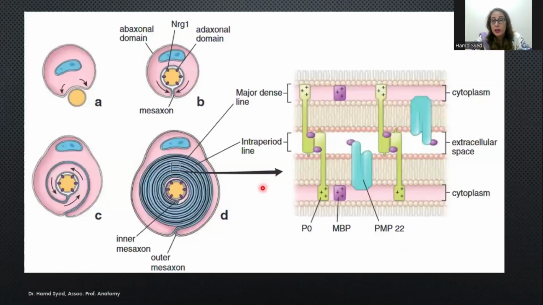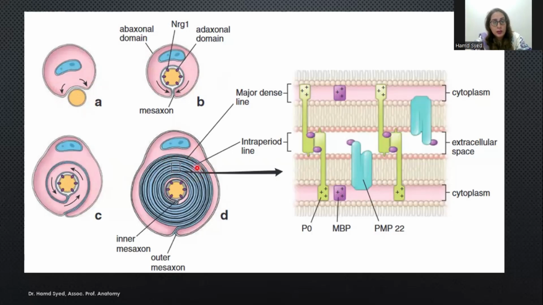So first, we're going to look at the major dense line and the intraperiod line. Like I told you, this here is showing you in these diagrams the process of myelination. This is a single axon, and the Schwann cell is wrapping its membrane around this axon, and these multiple wrappings have then formed the thick myelin sheath.